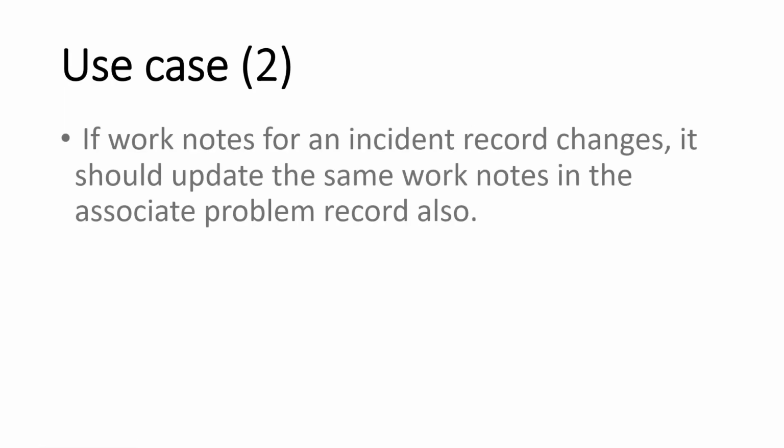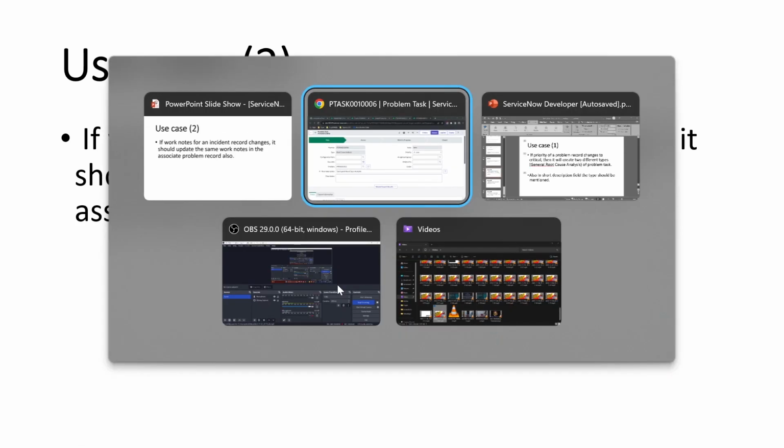All right, use case number 2. It's going to be very, very interesting. If the work notes for an incident record change, it should update the same work notes in the associated problem record also. That's the condition. So what does it mean? Let's understand by going into my PDI.